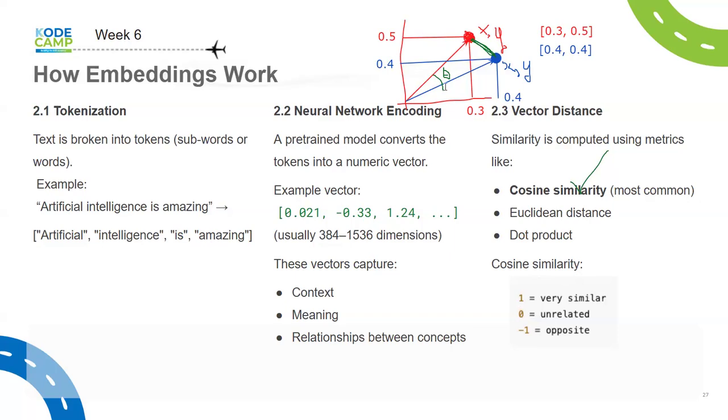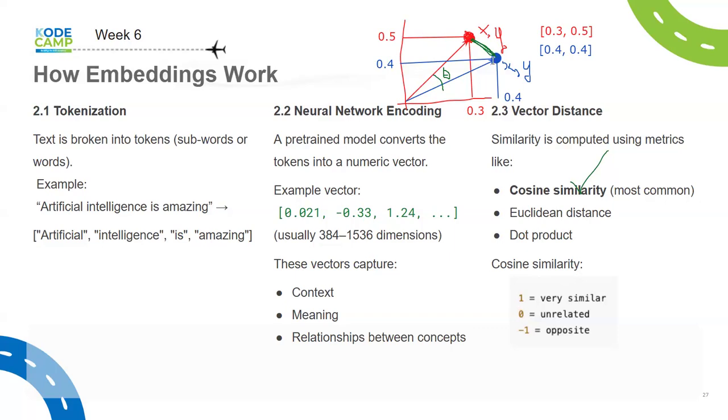So the angle between them will be 0. So cosine of 0 is 1. That's why cosine similarity is always 1. Now, if they are not related, that means they'll be more or less perpendicular to each other. And the angle between them is 90 degrees. So cosine of 90 is 0.